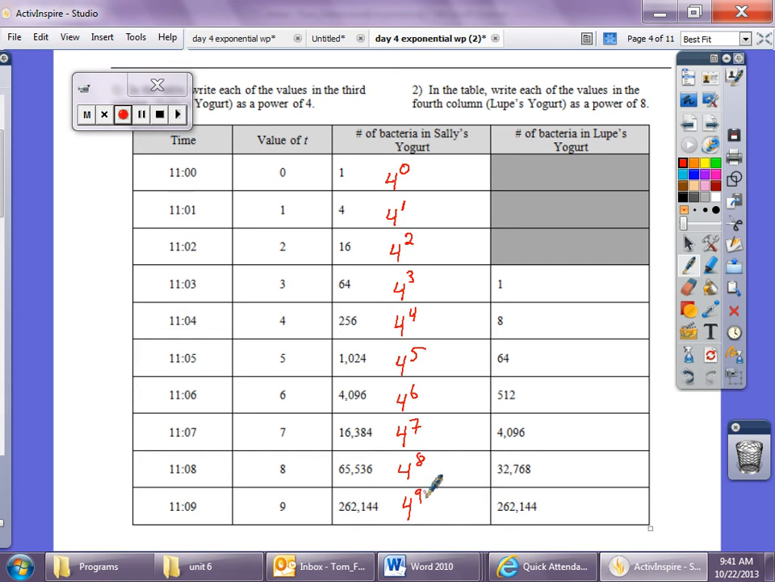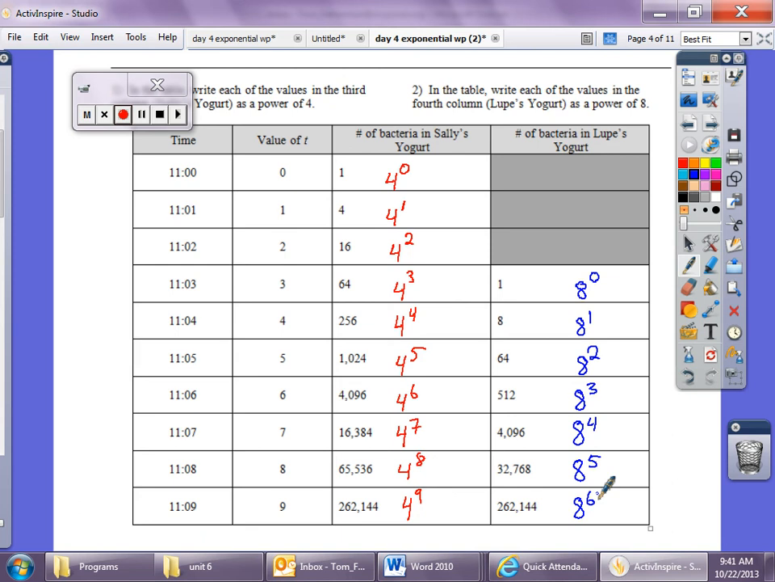And then when we look at Lupe's yogurt, it says, number 2, write each of the values in the fourth column as a power of 8. Well, this is going to be 8 to the 0 power, then 8 to the first power is 8, 8 to the second power is 64, 8 to the third is 512, 8 to the fourth, 8 to the fifth, 8 to the sixth. So now we have Lupe's powers.